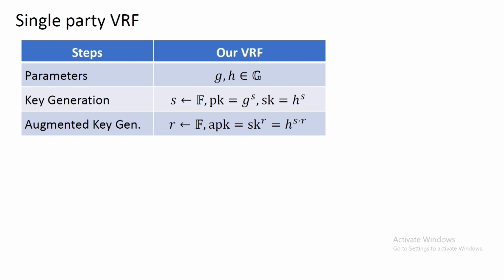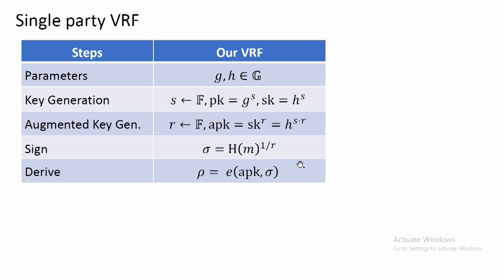And there is an additional step, which is called augmented key generation, where we sample a random value and compute some function of the secret key and this random value and publish this. This is called augmented public key. And this is nothing but H raised to S times R, because I'm multiplying R and S in the exponent. And there is a signing step, or the VRF evaluation step, which is hash of the message raised to 1 over R. And there's a derive step, which you can run to compute a derivation. So this is bilinear pairing operation.